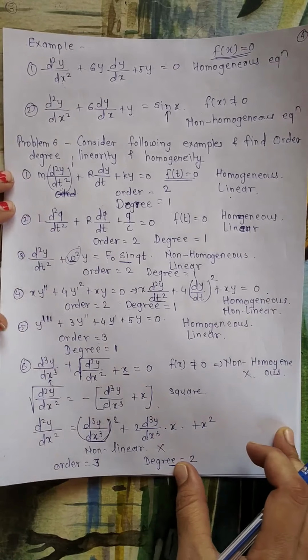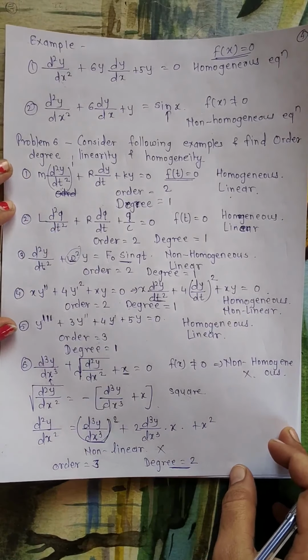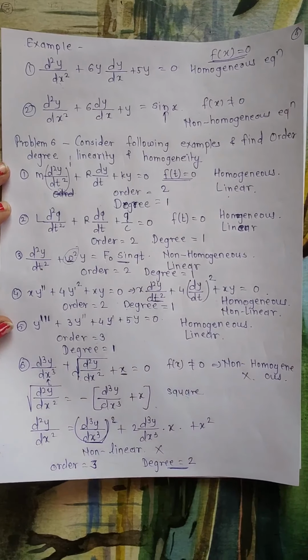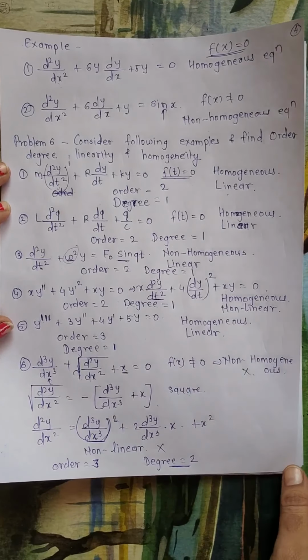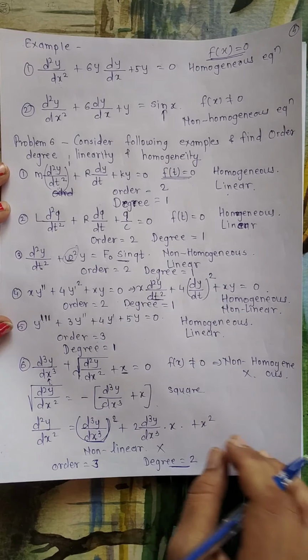So these are a few examples based on order, degree, homogeneity and linearity. I hope these 4 terms are clear to you all, and you can solve the remaining examples based on these 4 terminologies.